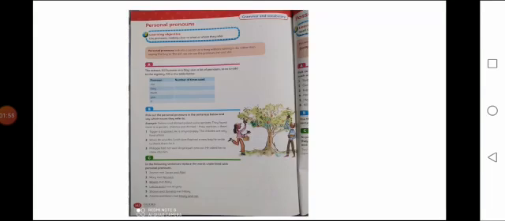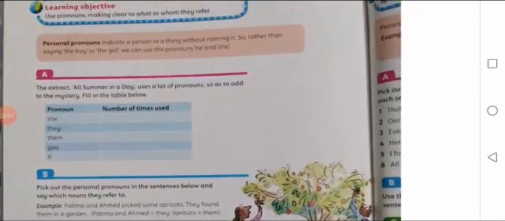Open your textbook, page number 142. Textbook, page number 142. Our topic is personal pronouns. First of all, the learning objective is given, which we have read already. Then in the red box, the definition of a personal pronoun is given. We are going to read it again.